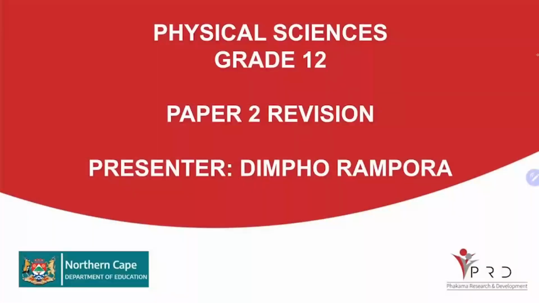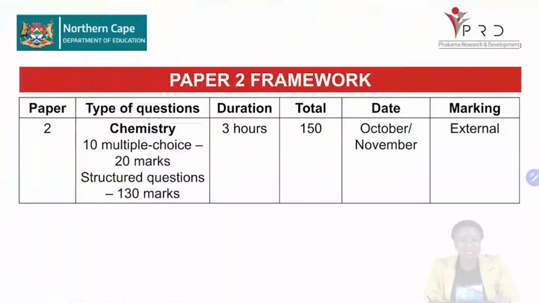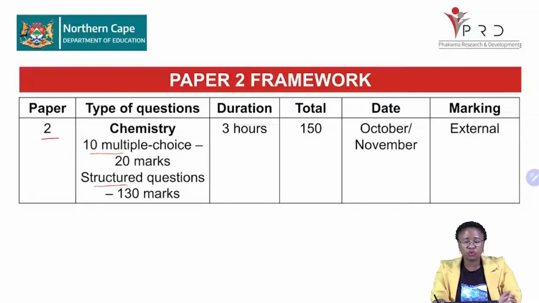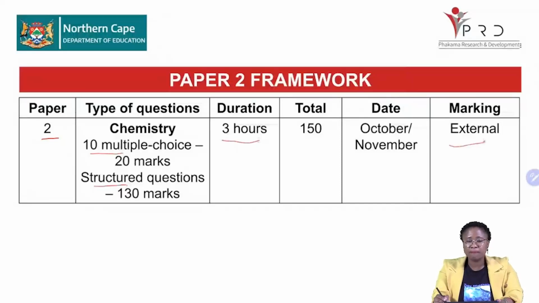Now, as we have said, the focus of our lesson today is just going to be on paper 2 revision, right? What is it that you need to know in terms of the paper 2 that you are going to be writing? Firstly, you need to know the structure of the paper or the framework of the paper. You are going to be given 10 multiple choice questions, and you are going to have structured questions, which will be about 130 marks. And you are going to be sitting for 3 hours, and the total of your paper is going to be 150 marks. And remember that this paper will not be marked by your teacher, but it will be marked externally.